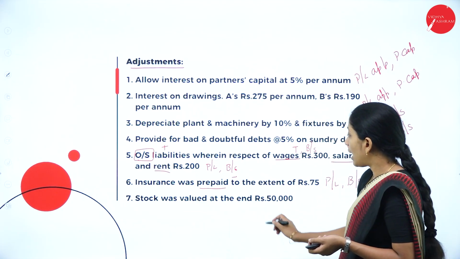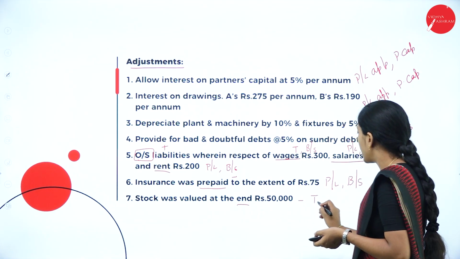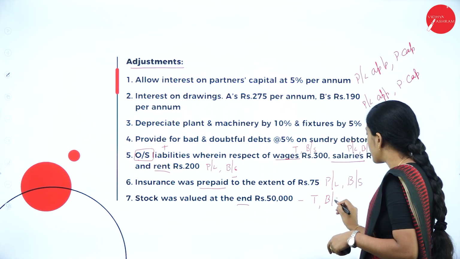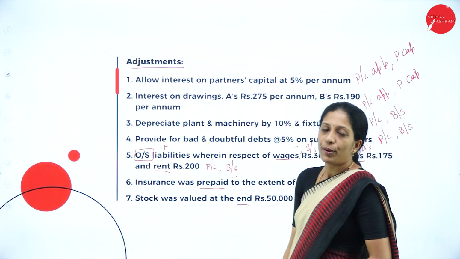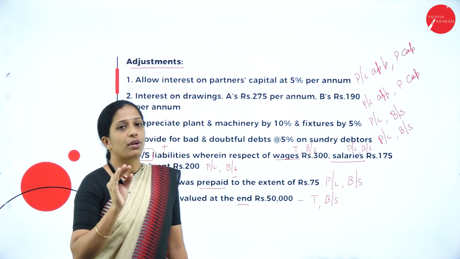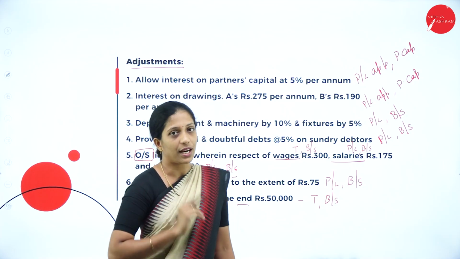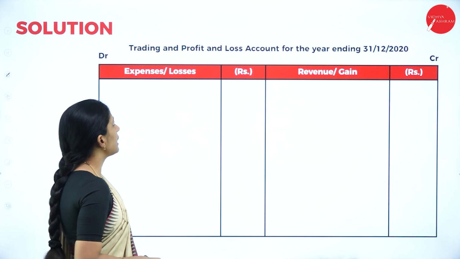Stock was valued at the end, which means closing stock. So once you will take it under trading account and once in the balance sheet, that is on the asset side. So hope you are clear about all the adjustments. As I have told you, these adjustments you have to record twice in your solution and all the accounts in the trial balance you have to write once. Now we shall begin the solution.